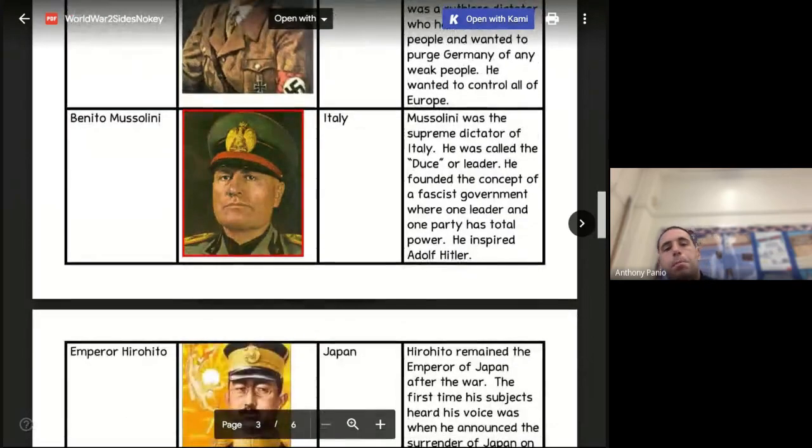Okay. Benito Mussolini, he was from Italy. He was a very similar person to Hitler, not quite as famous. He was the supreme dictator of Italy, and he was called the Duce, or the leader. He founded the concept of fascism back in the 1920s that actually Adolf Hitler ended up following. We learned fascism yesterday, where one leader and one party has total power, total control. They make all of the decisions in the country. There's no freedom, right? There's no democracy. Okay, they are the full-time leaders. And he inspired Adolf Hitler.